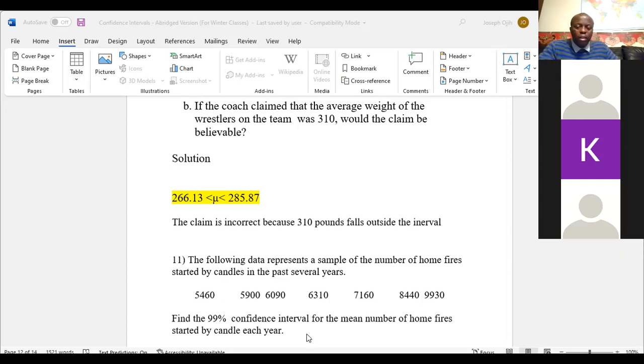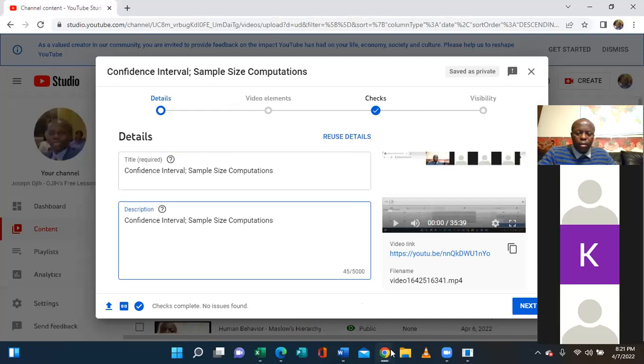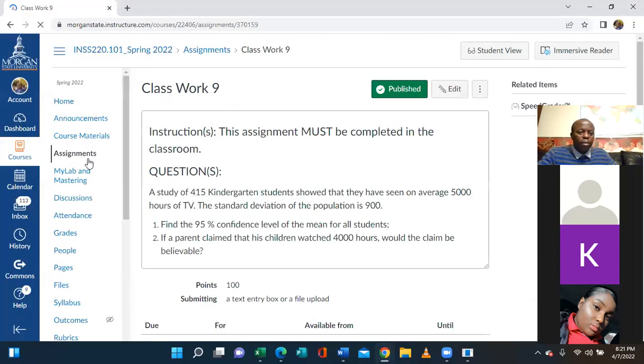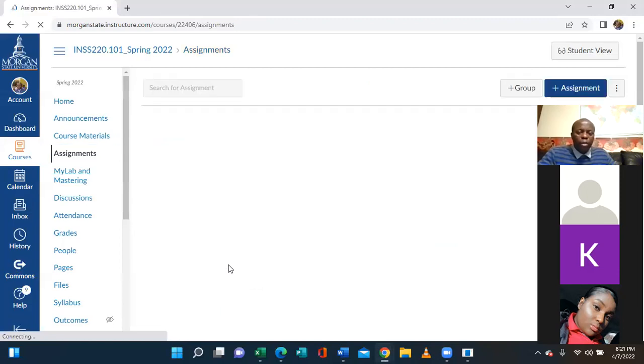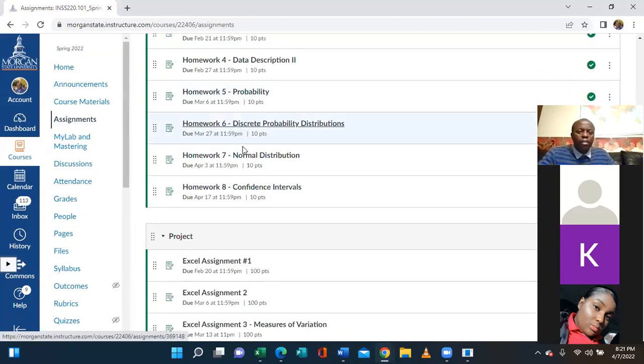We have a total of 7 homeworks, right? Would it be homeworks 5 and 6? Give me 1 minute. Let me put them up. Okay, I see it right here. Homework 5, 6, and 7. Probability, discrete probability distribution, and then normal distribution. That's what you'll see on the test.